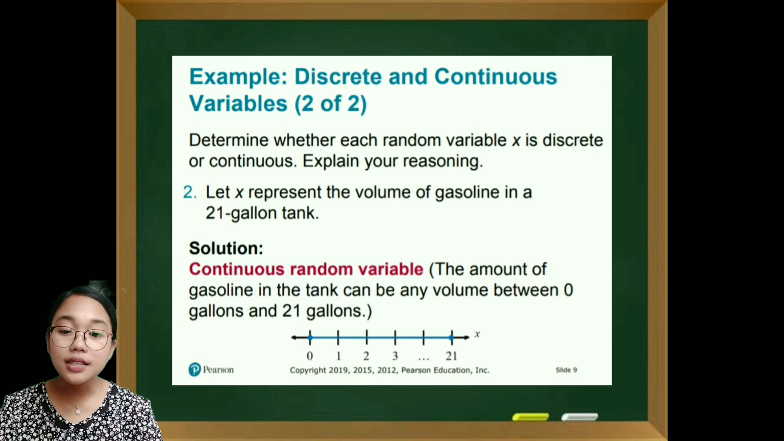We have here our objectives. At the end of the lesson, the student will be able to distinguish between discrete random variables and continuous random variables, construct a discrete probability distribution and its graph, and determine if a distribution is a probability distribution. Find the mean, variance, and standard deviation of a discrete probability distribution. And lastly, find the expected value of a discrete probability distribution.